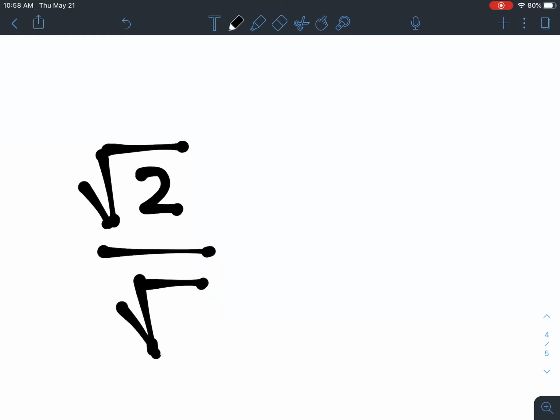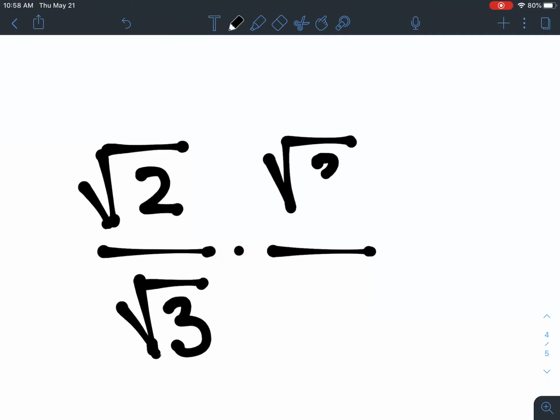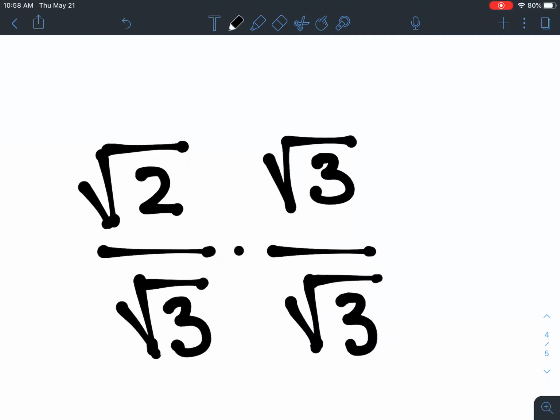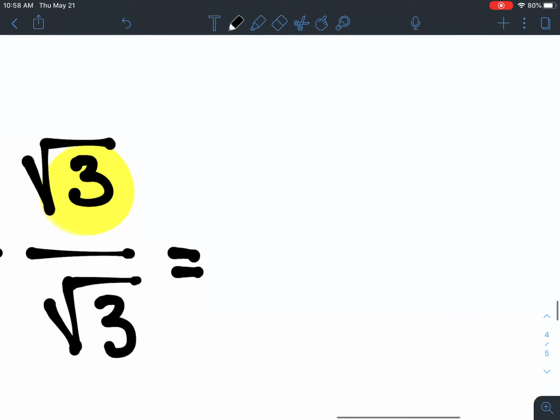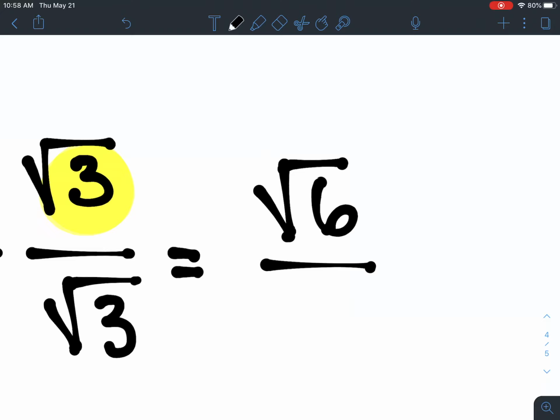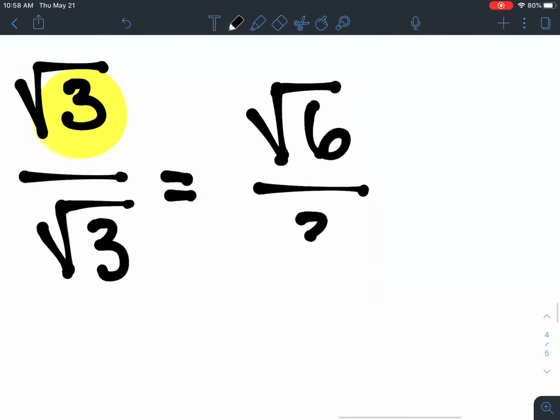Now, let's try one where we have the square root of 2 over the square root of 3. We are going to multiply the top and the bottom once again by the square root of 3 over the square root of 3. But what's different about this one is that these right here are both underneath the radical. So we can multiply those together and we're going to get the square root of 6, all over the square root of 3 times the square root of 3, which we just talked about is equal to 3. Because 6 is underneath the radical and 3 is not, we cannot go any further with simplifying, so that's going to be our final answer.